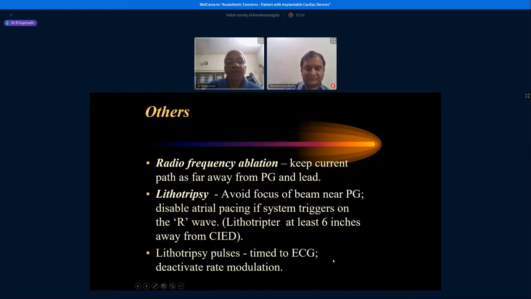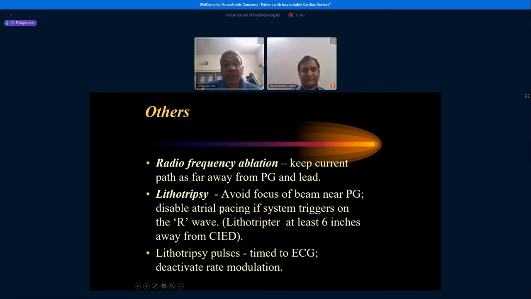The other situation is if you are doing some radiofrequency ablation, say for skin lesions, or RF ablation for conduction abnormalities. You should keep the current path as far away from the pulse generator and the lead as possible. The other situation is when you are using shockwave lithotripsy for renal stones or calculi. So you should avoid focusing the beam near the pulse generator.